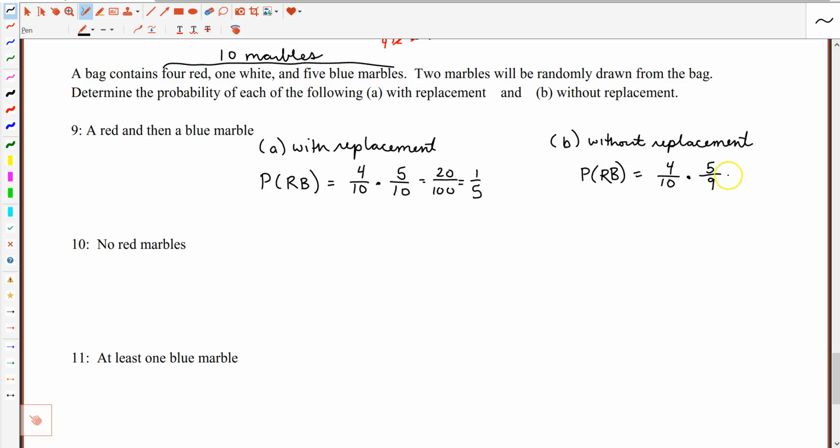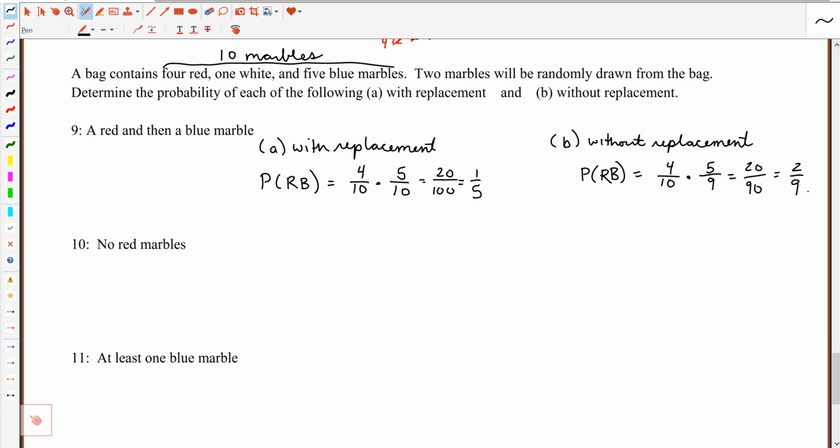So the probability that the first one is red is 4/10. The probability that the second one is blue is 5/9. So if we multiply, we get 20 over 90, which simplifies to 2/9. Okay, so on this one we had to be a little bit more careful on that second stage in terms of getting those counts. So let's take a look at this next scenario.